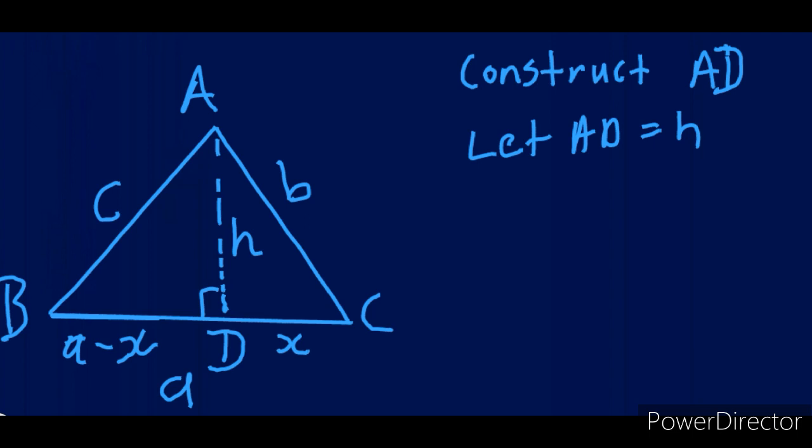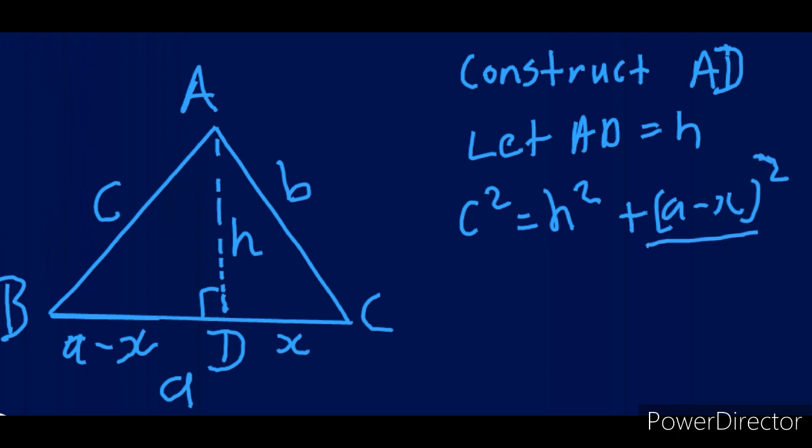After this step, this becomes very easy to prove. All we have to do is use Pythagoras theorem in this triangle, and we'll also use Pythagoras theorem in this triangle. Using Pythagoras theorem in triangle ABD, we end up having c squared equals h squared plus this part, which is a minus x, in brackets, squared.